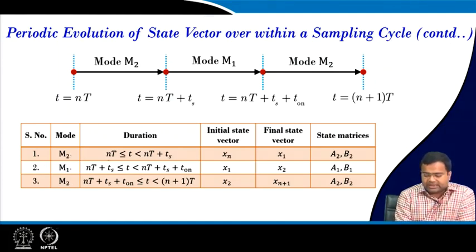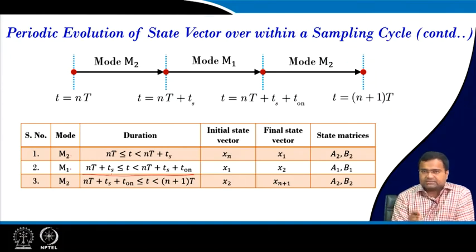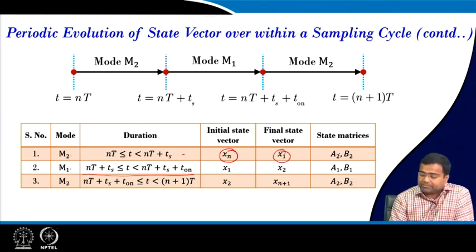So, the durations are nT to nT plus Ts, then nT plus Ts to nT plus Ts plus T1, and then nT plus Ts plus T1 till (n plus 1)T. For the first mode, Xn is the initial state, X1 is the final state, and it is the off state with matrices A2 and B2. Then in the next mode, X1 becomes the initial state and the final state is X2, and in this mode 1, the A1 and B1 matrices will be considered.